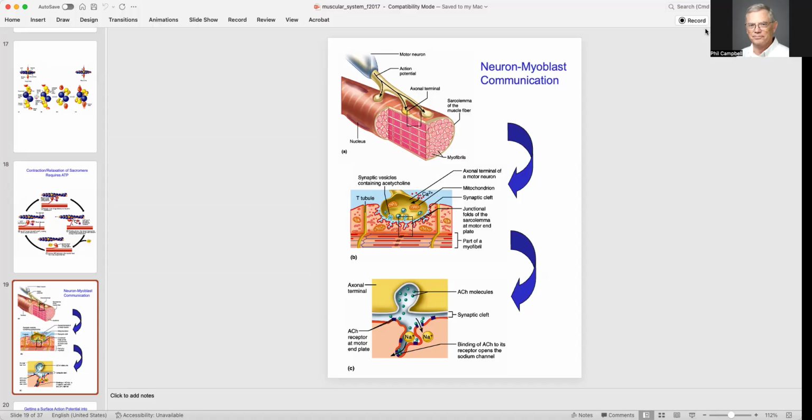That's where the T-tubule comes in. It allows us to internalize that surface phenomenon because the T-tubule actually represents a continuation of the plasma membrane deep into the cell.